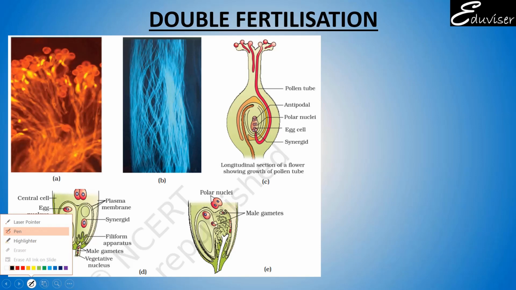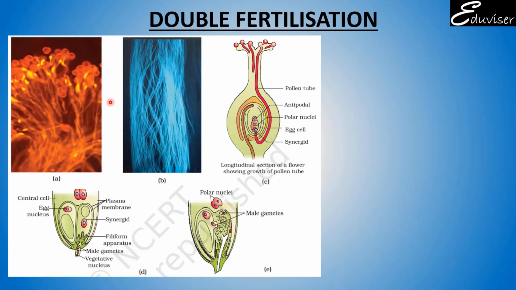Double fertilization is an event in which fertilization happens twice, and it is a unique event in angiospermic, or you can say flowering plants. After compatible pollination, the pollen grain germinates on the receptive stigma to produce the pollen tube through the germ pore of the pollen grain.